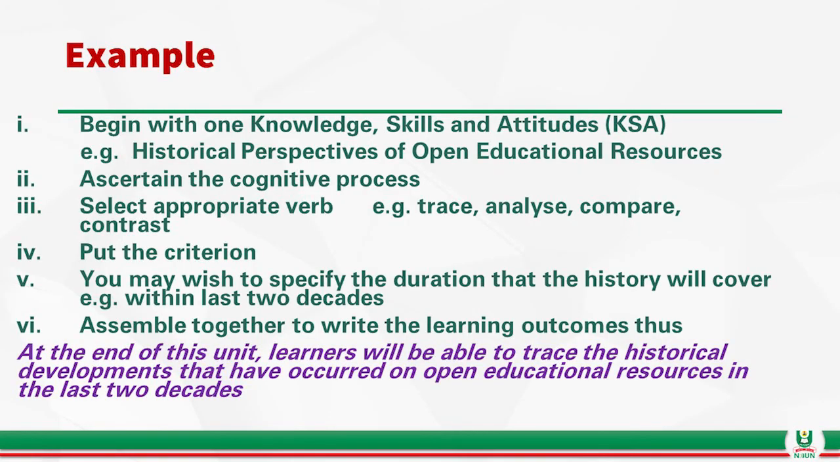Now, let us look at an example. Number one, begin with the knowledge, skill, and attitude. For example, historical perspective of open educational resources. Number two, ascertain the cognitive process. And the cognitive process we are looking at here is analyzing. Number three, select the appropriate verb: trace, analyze, compare, and contrast. Four, put the criterion. You may wish to specify the duration that the history will cover. For example, within the last 2 decades.